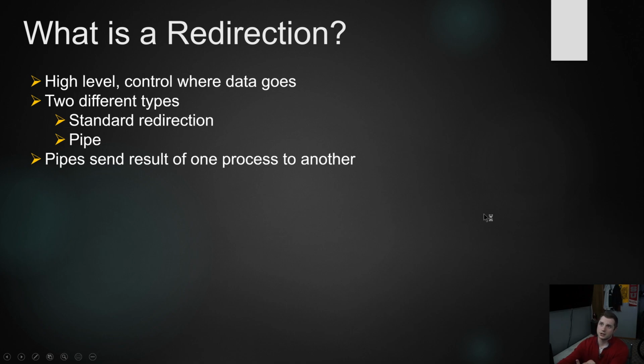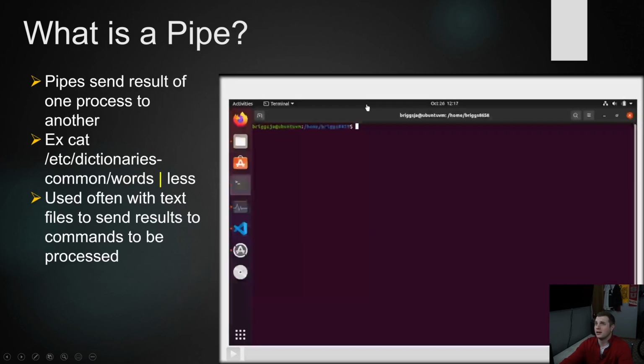Okay, what is a redirection? On the high level, it controls where data goes. So this is controlling what ends up happening under particular conditions. And hopefully that made sense. So we have a standard redirection, which we're going to be using quite a bit. And then we have piping. Piping I don't use very often unless I need pagination for some reason. But it's a tool that you need to have just in case you do actually need it, and it's definitely one of those things where if you need it, you really need it, and I'll show you an example of that right now.